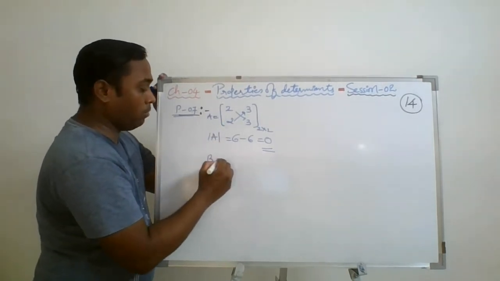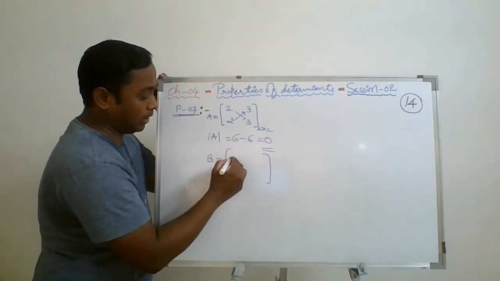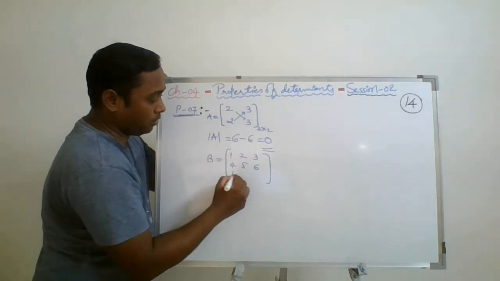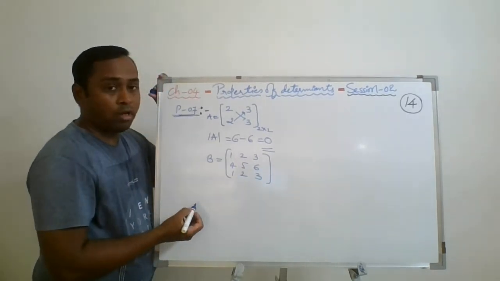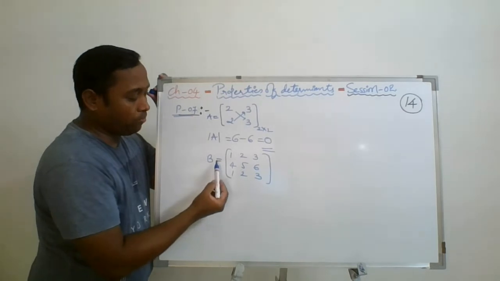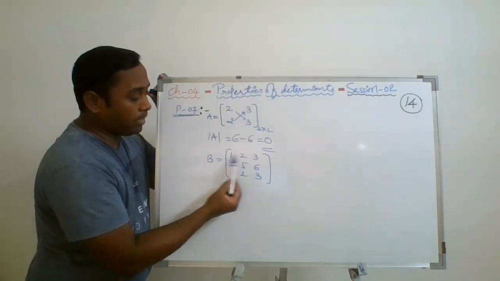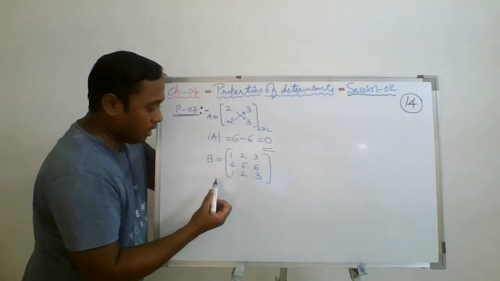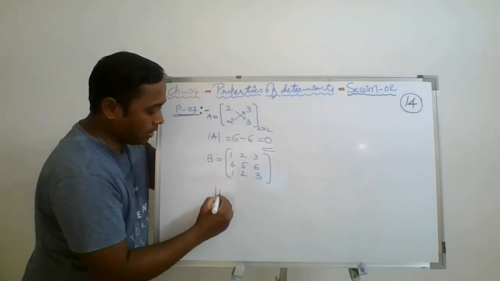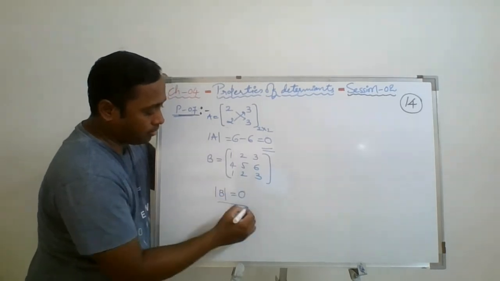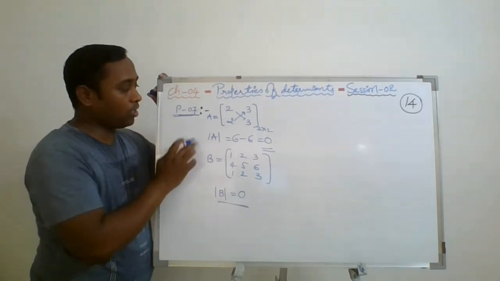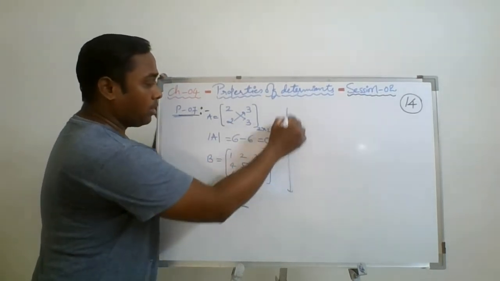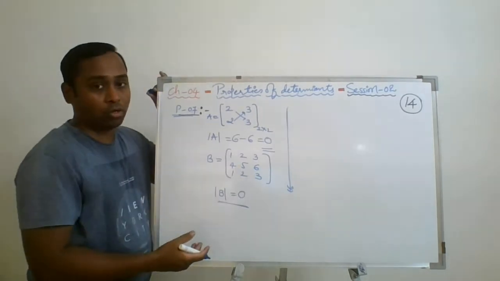If I am giving you the 3 by 3 matrix, 1, 2, 3, 4, 5, 6, 1, 2, 3. What we have observed in this 3 by 3 matrix is that row 1 and row 3 elements are identical. Hence, det B is directly 0. No need to calculate. This is what the property speaks. Clear?